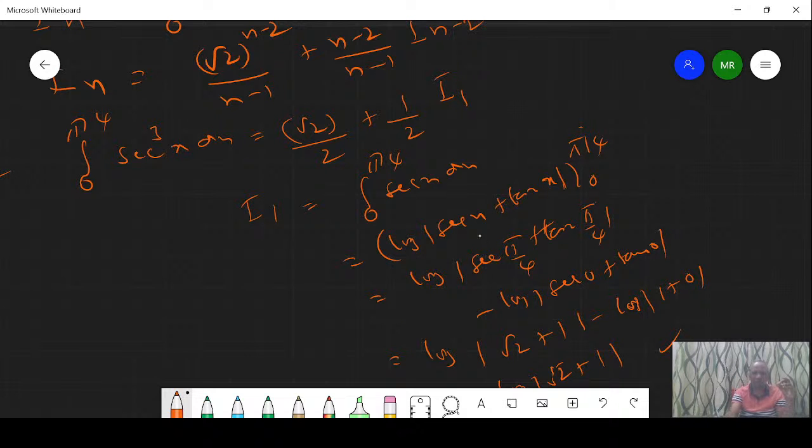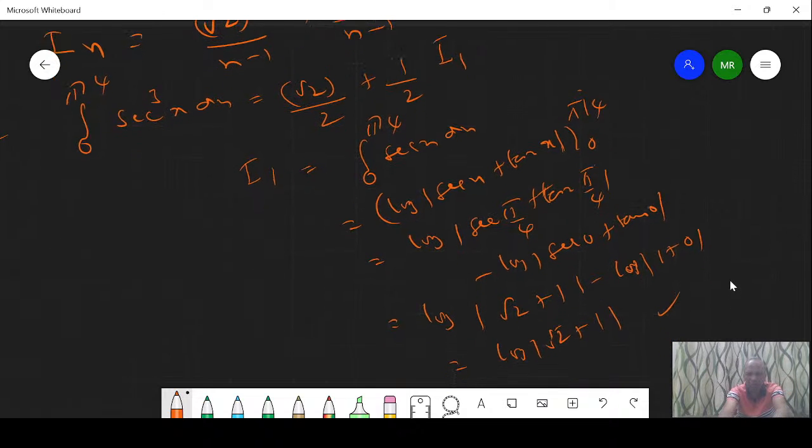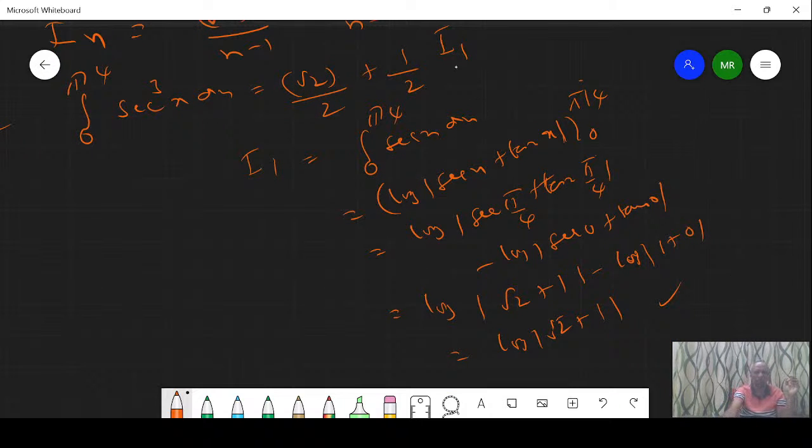Apply the limit: secant pi by 4 is root 2, tan pi by 4 is 1, minus secant 0 is 1, tan 0 is 0, again log 1 is 0. So your answer will be log of root 2 plus 1. Then you continue here. You replace I1 with log of root 2 plus 1. So the integral from 0 to pi by 4 of secant cube x dx should be equal to root 2 by 2, that means 1 by root 2, plus log of root 2 plus 1 by 2.